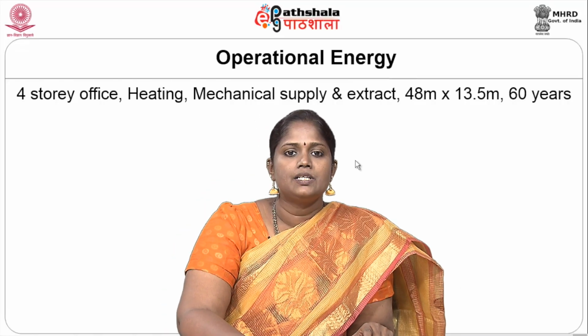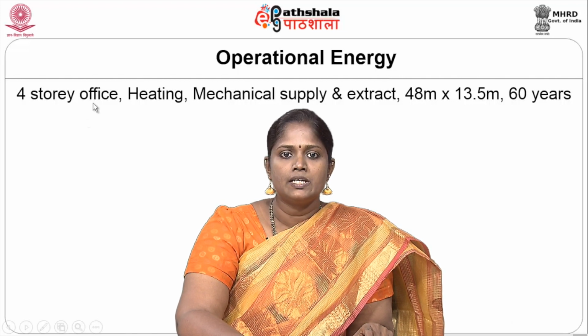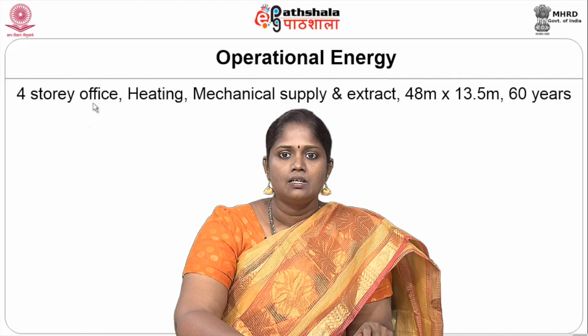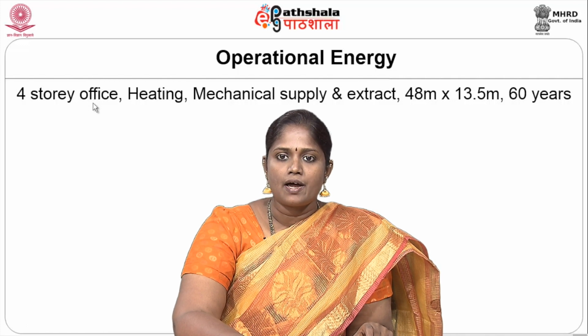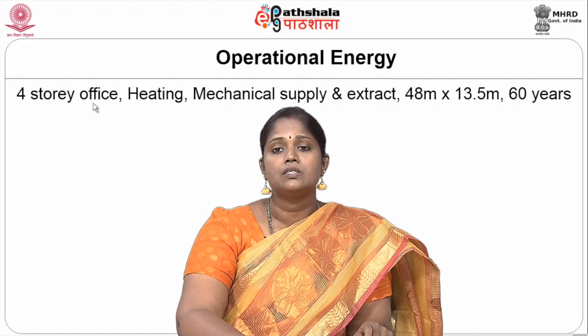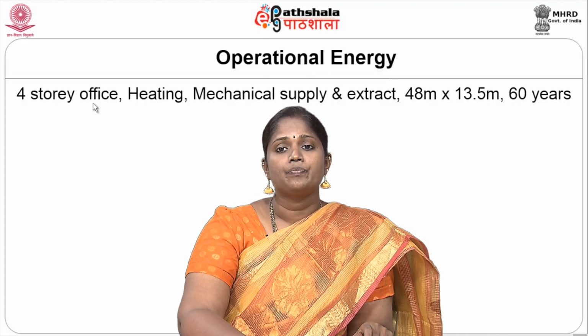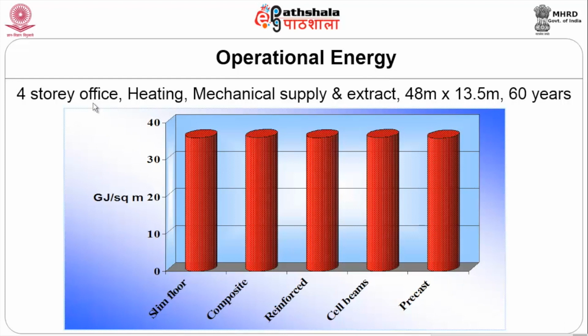So, operational energy of a building is needed to run the building in a proper manner. Let us look at an example: a 4-story office building which is air conditioned and has a mechanical supply, and the dimension of the building is 48 meter by 13.5 meter, for which we need to calculate the value of the operation of the building over an average of 60 years, and look at the operational energy which is required for the building in terms of gigajoules per square meter.